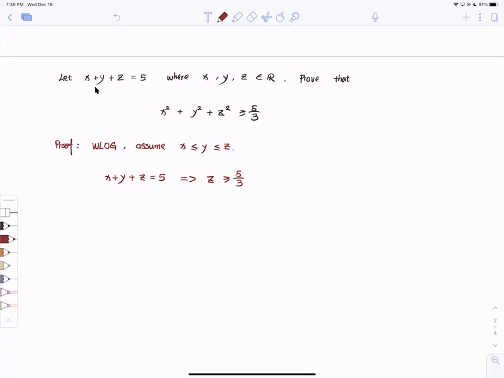I cannot assume they are equal. No, I cannot assume they are equal because they might not be equal. So I assume that one is greater than or equal to the other. Yes, it's because if I interchange z with x or y, the answer will be the same. Why not assume they are all equal? Because they might not be all equal. You don't know if they are equal or not.